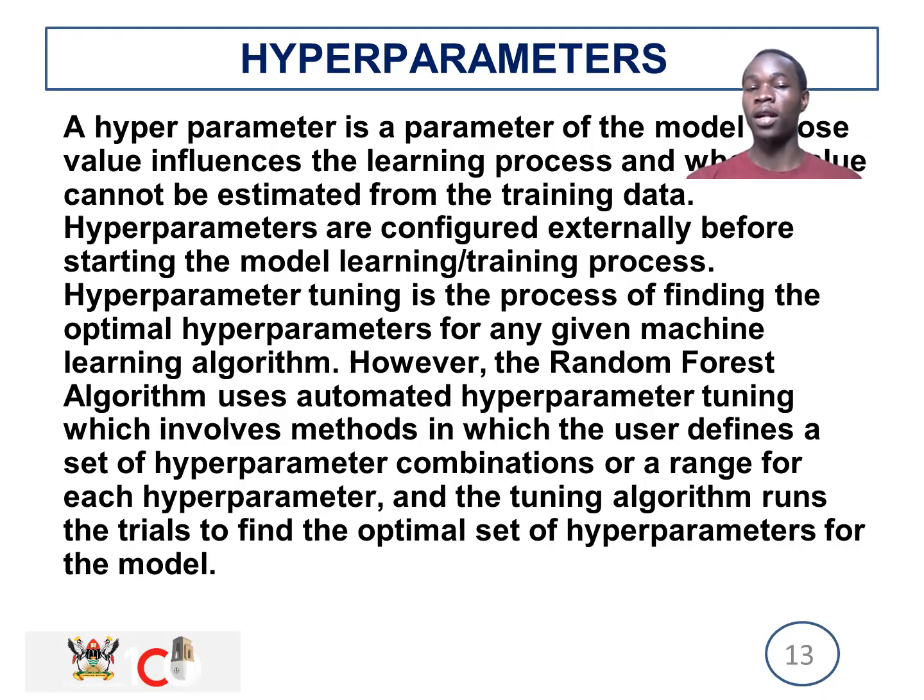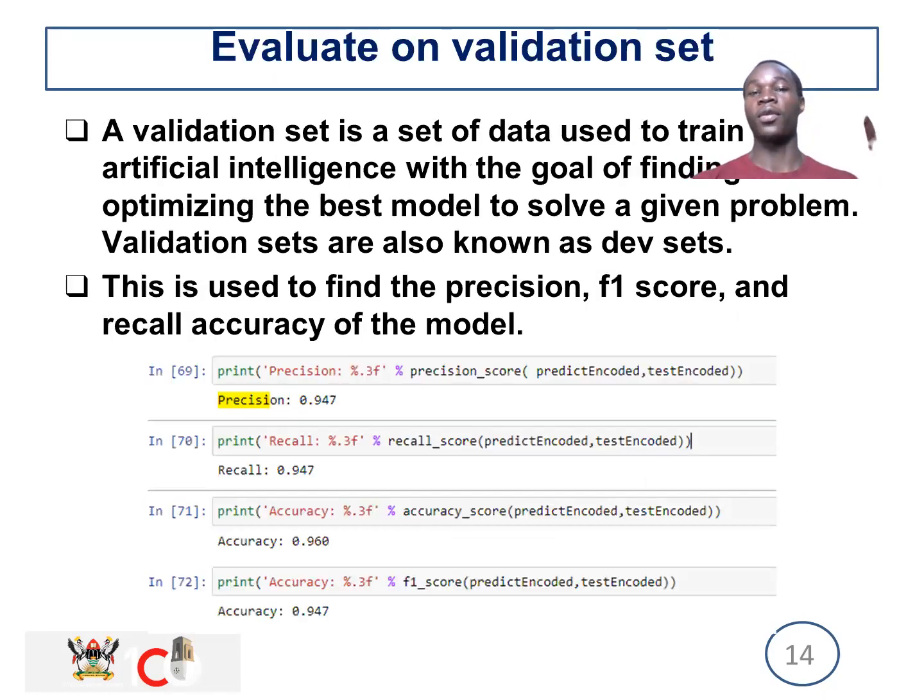For the random forest algorithm, I used automated hyperparameter tuning, a method in which the user defines a set of hyperparameter combinations or a range for each hyperparameter. With this, I was able to come up with the following results in evaluation and testing. Since I divided my data, I was able to come up with the precision, accuracy, F1 score, and recall of our model. A validation set is a set of data used to find an optimized, best model solution. This is used to find the precision, F1 score, recall, and accuracy as I showed.